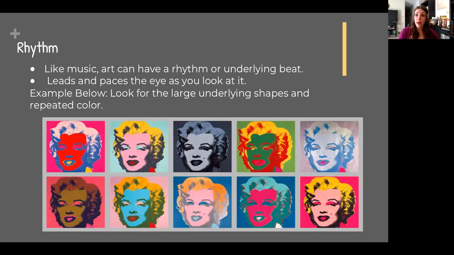Rhythm is another way to create movement in your piece. So art can have rhythm or an underlying beat. Think about music. But it's going to lead and pace the eye. Look at this picture below. Certain colors are repeated. The same square shape is repeated over and over, so it should draw your eye around the piece at a certain speed. And that is an example of using rhythm in art.